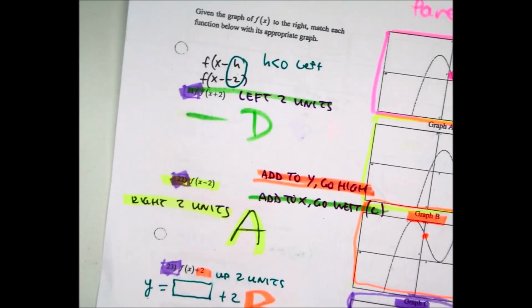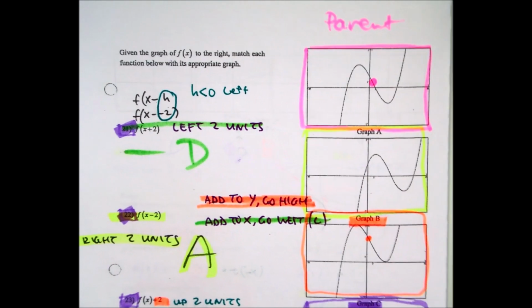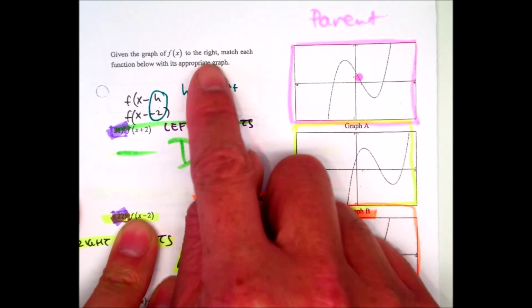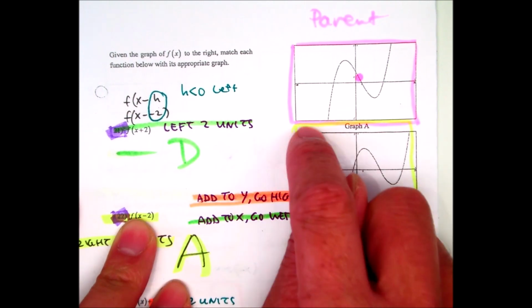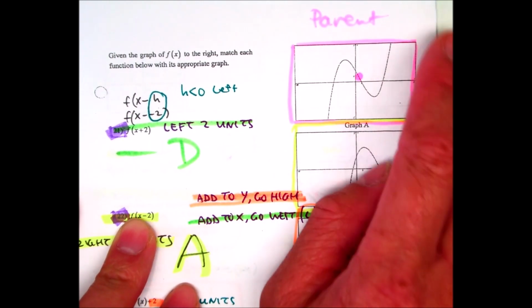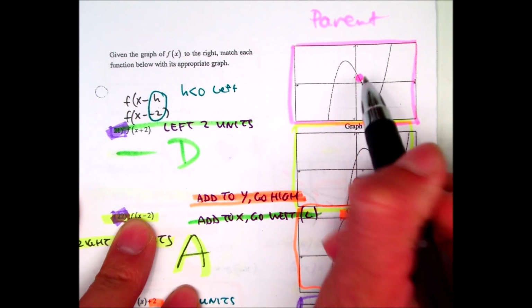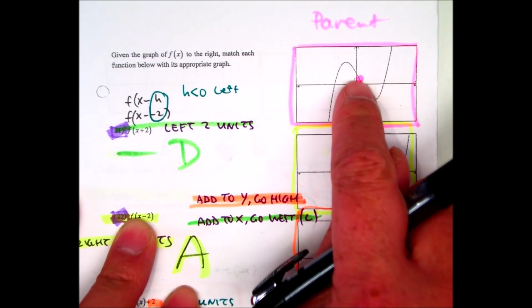Alright, so in this question, number 21, given the graph of f of x to the right, here it is, match each function below to the appropriate graph. So here's my function. Looks to be odd degree, looks cubic. And I put that pink dot there because that might be something where you wish we could just kind of move it around.